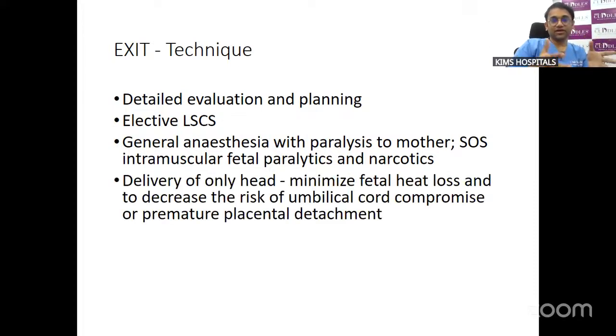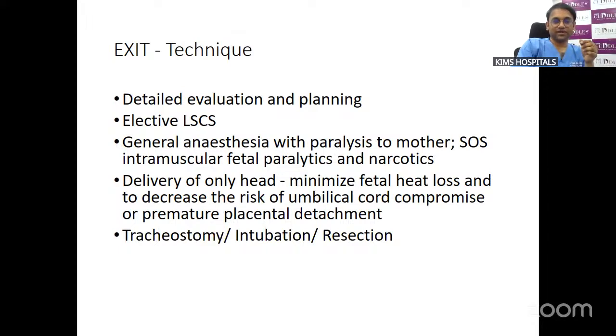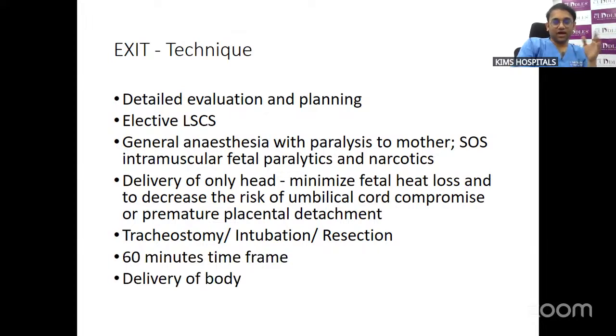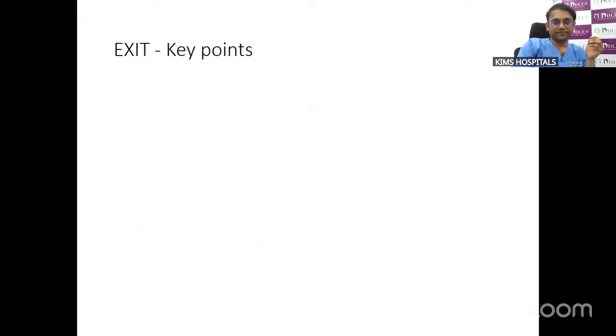Only the delivery of the head should be done. We should minimize heat loss for the baby and avoid interruption of the umbilical cord, so that the baby still has circulation and oxygenation from the mother. Over this time, we can establish the airway. The airway can be established by intubation, by tracheostomy, or by resection of the mass. We should complete all this within a framework of 60 minutes, and after that we deliver the rest of the baby's body.